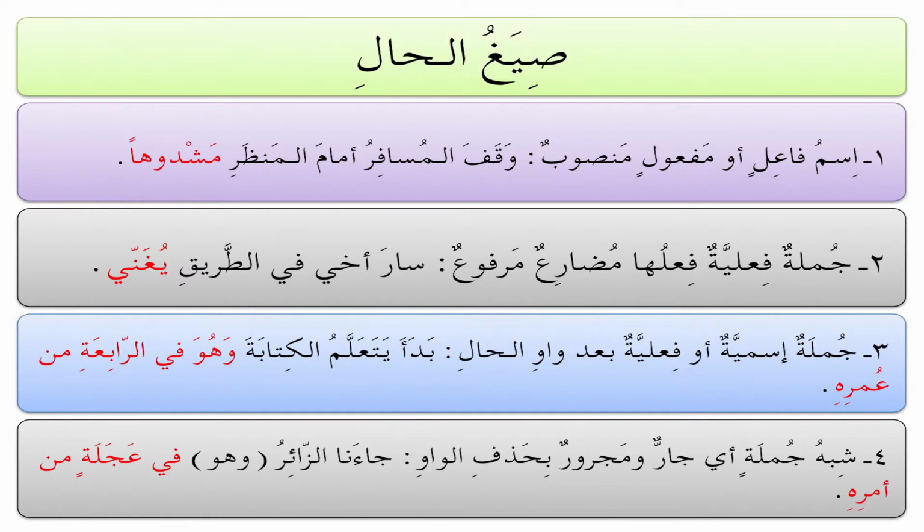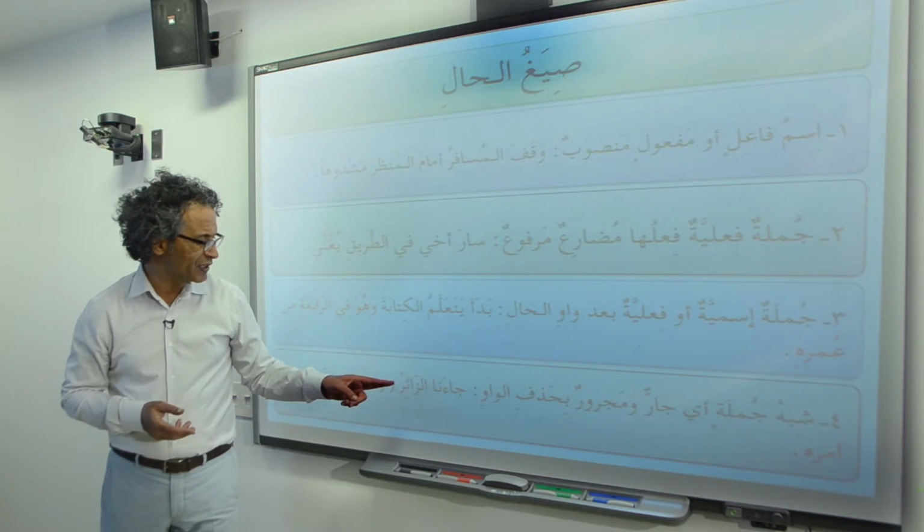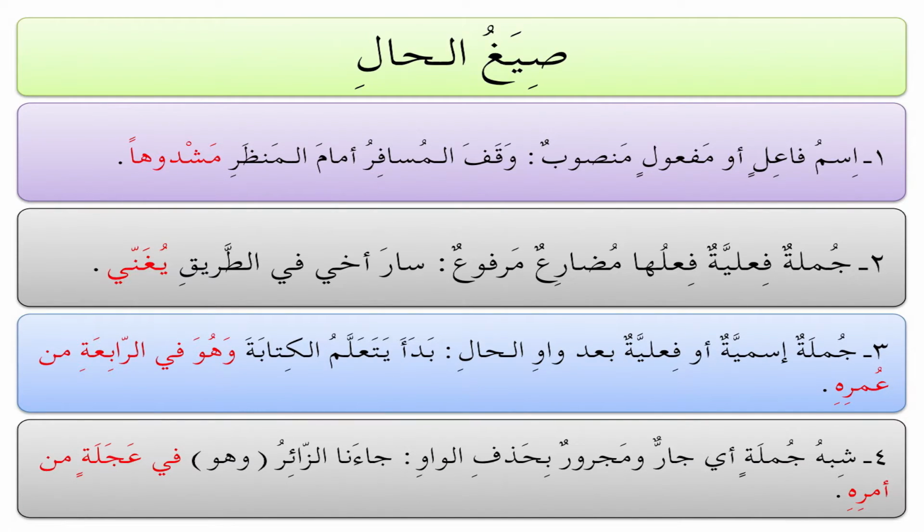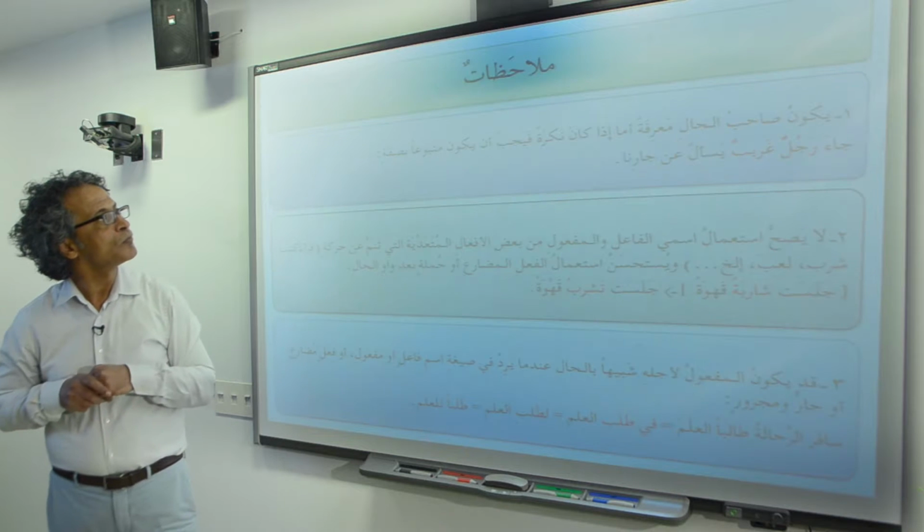رابعا شبه جملة أي جار ومجرور بحذف الواو. So sometimes it can be also in the form of a prepositional phrase. It's understood that there's waw al-hal, but waw al-hal is omitted in this case. جاءنا الزائر وهو في عجلة من أمره. يعني the visitor came to us in a hurry, in a state of hurry, right? So it describes the state of hurry here, and you see that وهو is implied, but it's actually omitted.